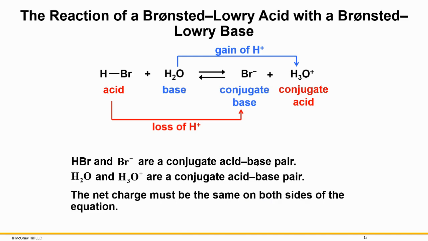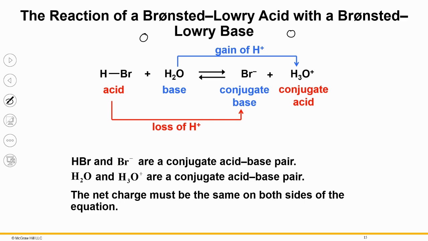Okay, I think this is also important. In this equation, we have HBr and Br minus, so we have our acid and our conjugate base. And then here we also have water gaining the hydrogen, so it's our base, and hydronium, H3O plus, is our conjugate acid. If we look at these equations, the charge has to balance. This side starts with a zero charge, so this side must also be a zero charge. So we have negative plus one positive, that gives us a zero. The pieces aren't neutral, but they add up to something that's neutral.